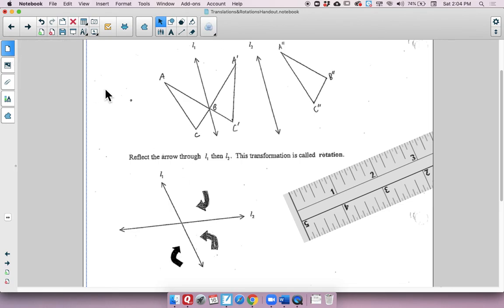All right, and that's really it for the lesson. You're going to practice this more with your homework and the handout. So good luck and enjoy.